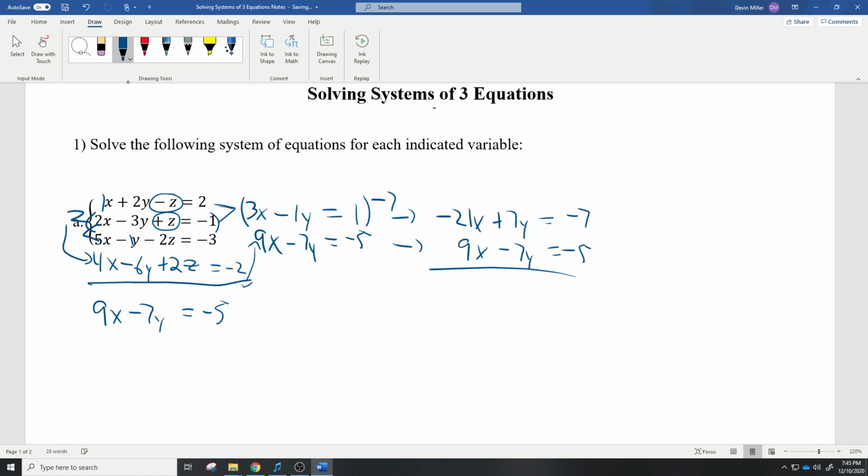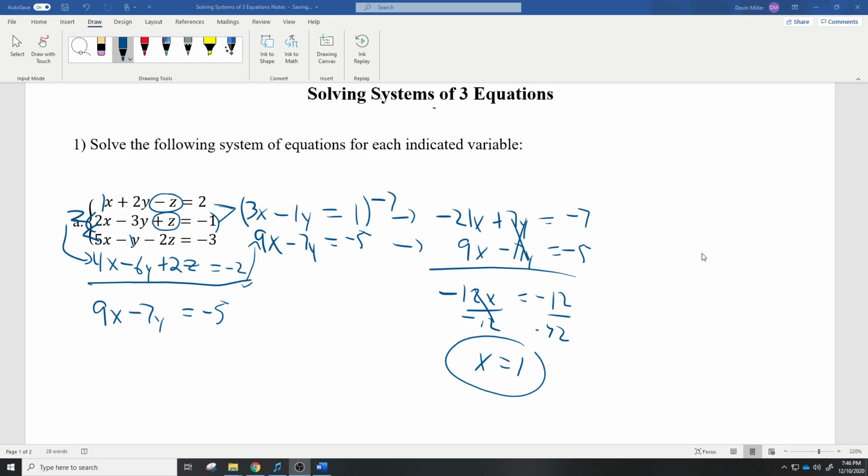Now we can add these vertically. Negative 21 plus 9 would be negative 12x. These 2 cancel, equals negative 7 minus 5, negative 12. Divide both sides by negative 12. And magically, we get a nice whole answer of 1. Now we have to work our way back through to get the other 2. Okay, so let's do that.